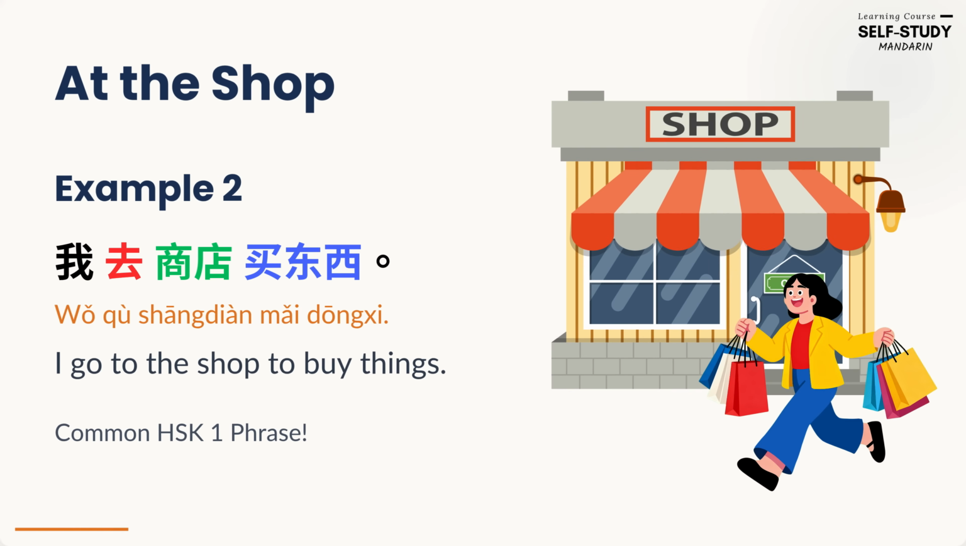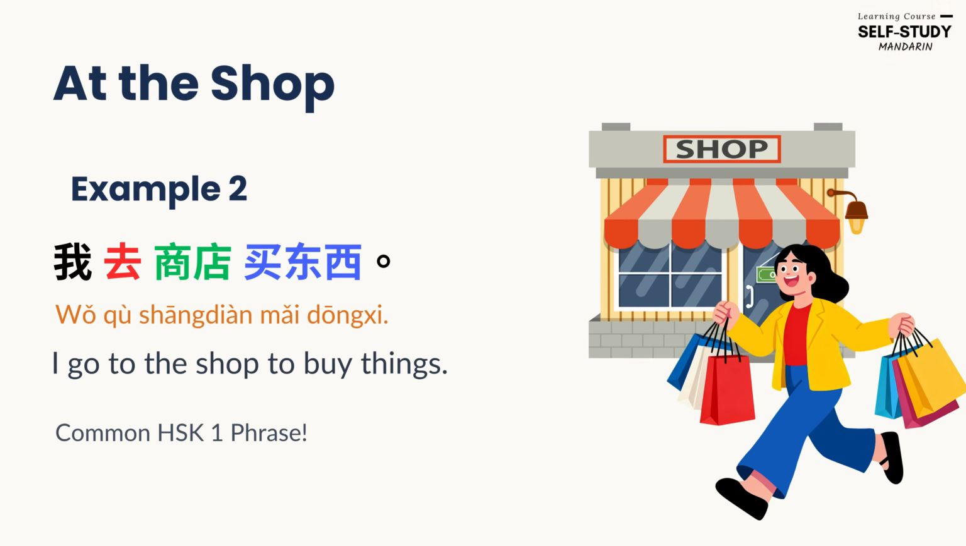Here is a second example, and this one is a very common phrase if you are studying for the HSK1 exam. Imagine you are at the shop. You would say, 我去商店买东西. I go to the shop to buy things. Once again, the place 商店 shop comes first, followed by the action 买东西 buy things.